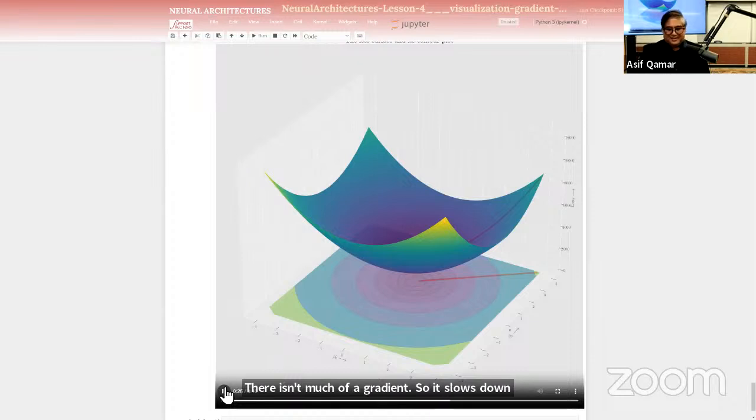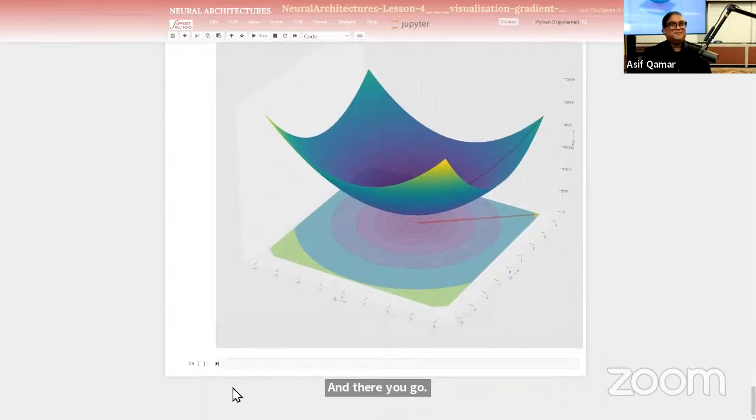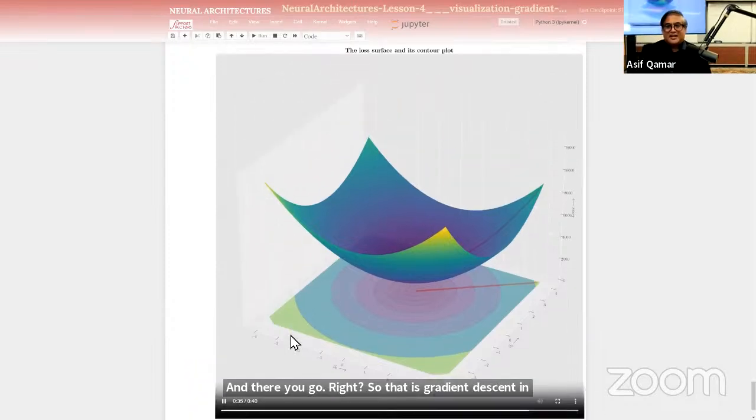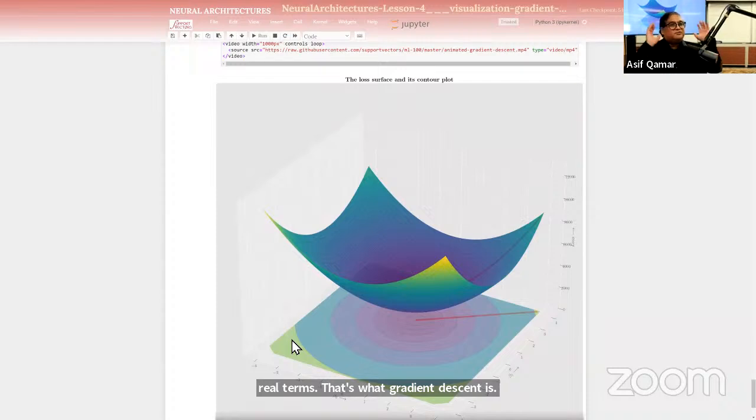Right? And there you go. So that is gradient descent. In real terms, that's what gradient descent is. Now, any questions, guys? I want to make this very real.